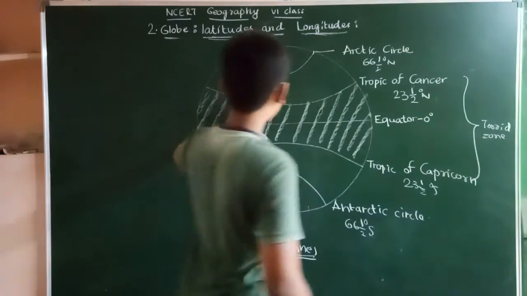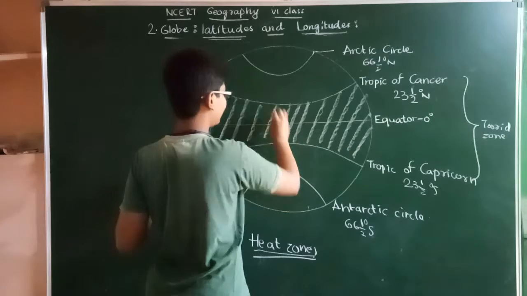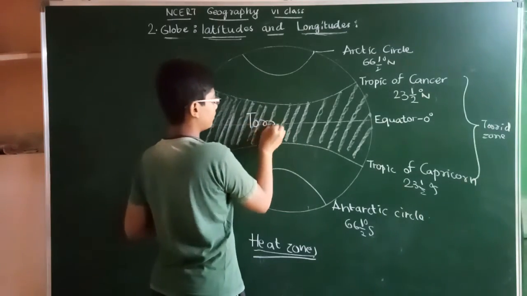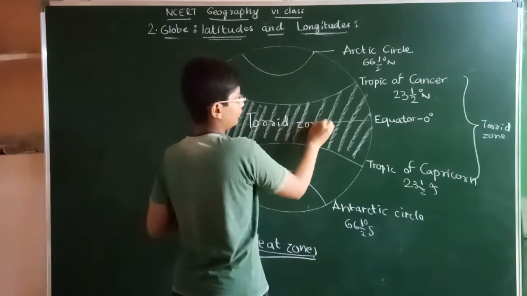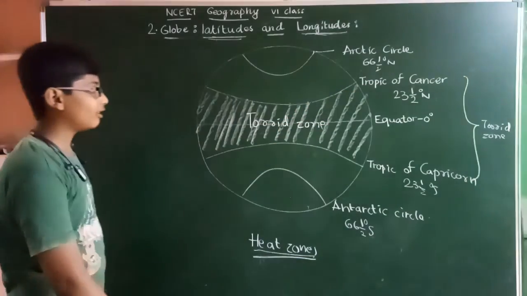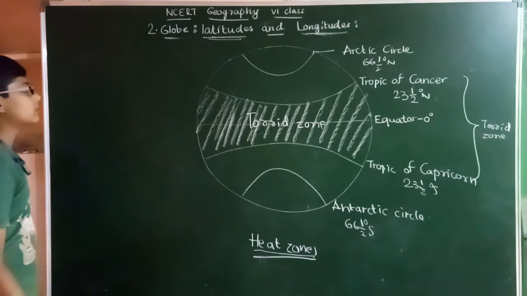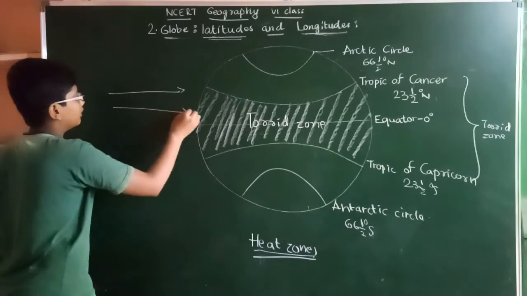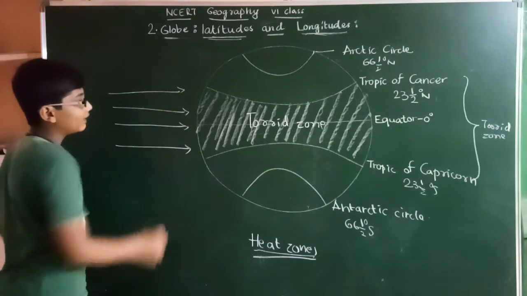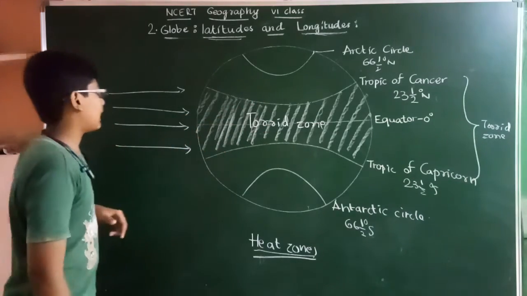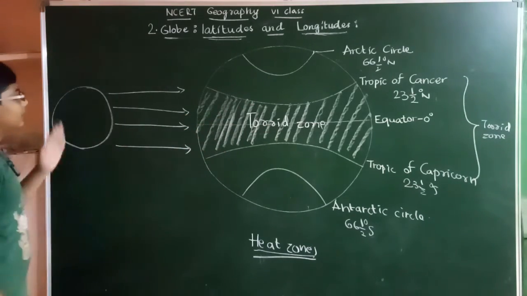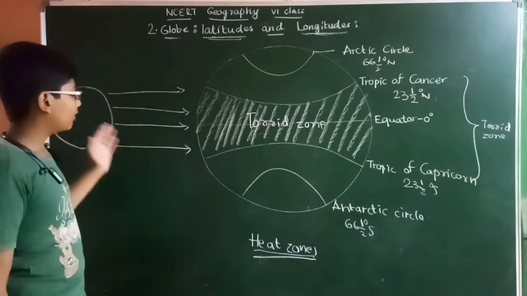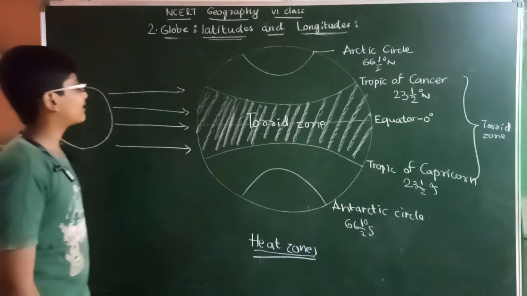Torrid zone. This shaded region, the area between the Tropic of Cancer and the Tropic of Capricorn, is the torrid zone. Why is it the torrid zone? Because this area nearly gets direct sunlight. Suppose there is a sun here, it gives heat and light, then the direct rays of sunlight fall in this region, so we call it the torrid zone.